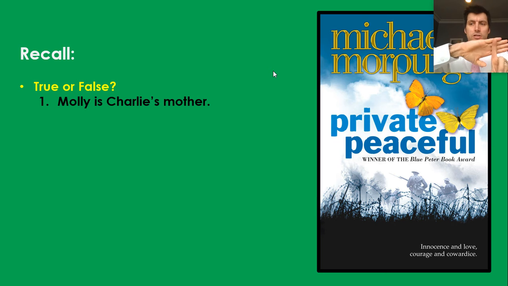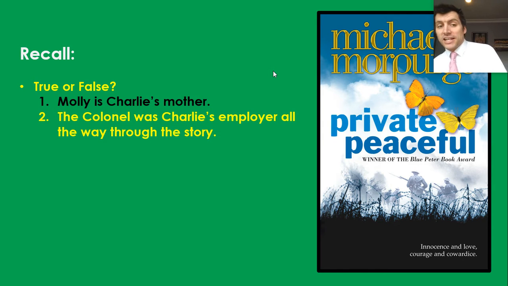It's false. Mrs. Peaceful's Charlie's mother. Molly is Charlie's, well, we're not quite sure what that relationship's going to become yet, but we do know that she was his friend when they were younger. Okay. The Colonel was Charlie's employer all the way through the story. So all the way through to the end. You haven't read it yet, have you? That's not fair. But actually it is, because is the Colonel the person who's employing Charlie in the story that you've read so far, up to page 70? No. It's not true, because eventually the Colonel sacks him, doesn't he?